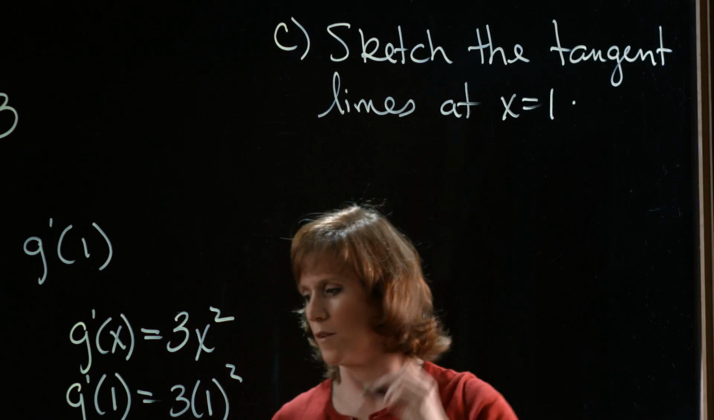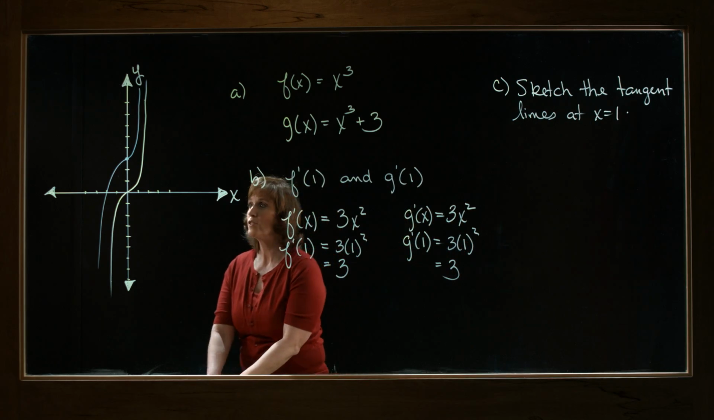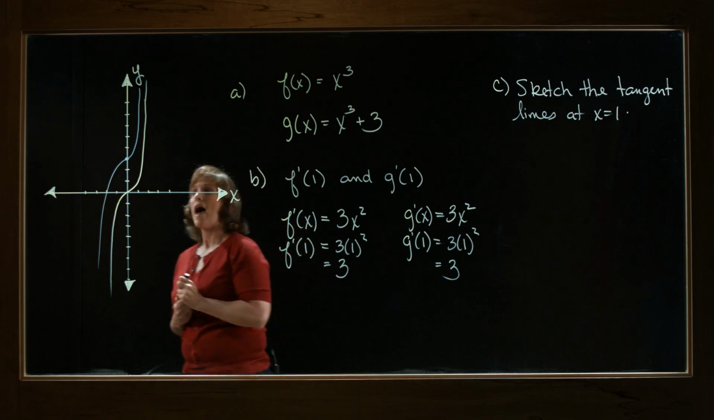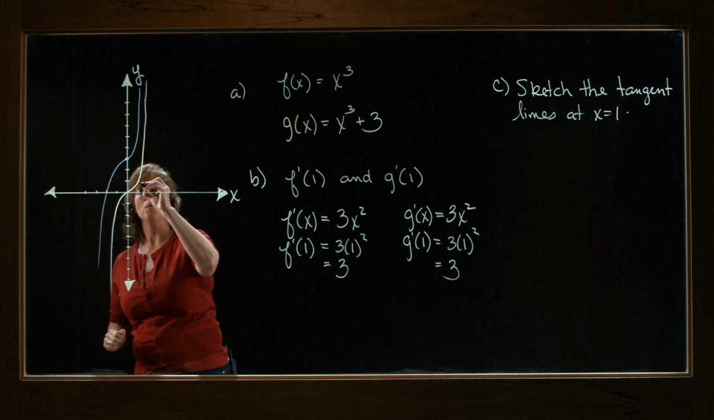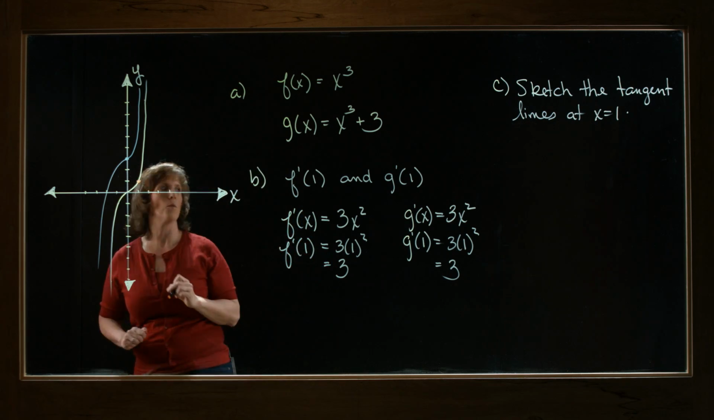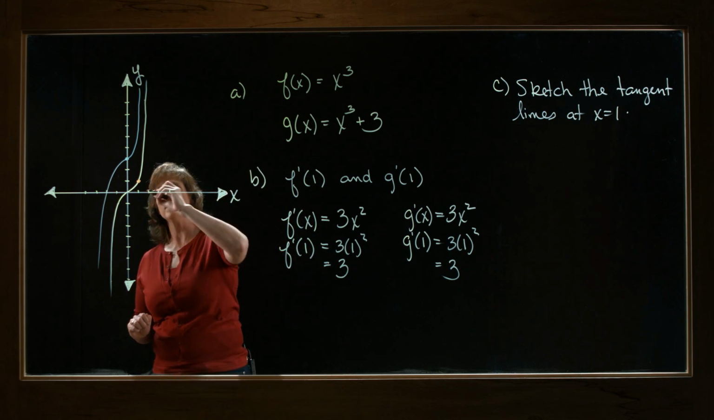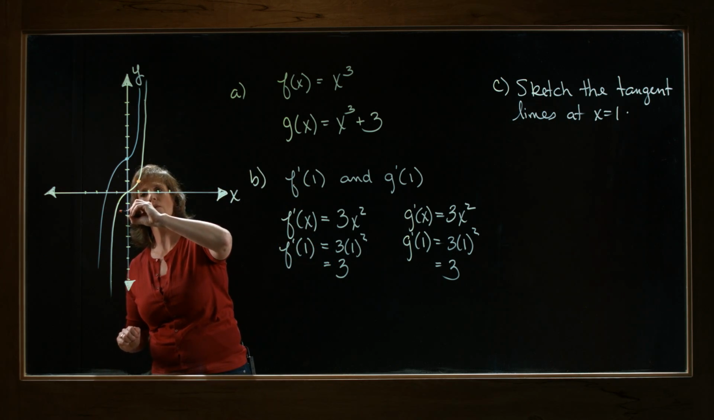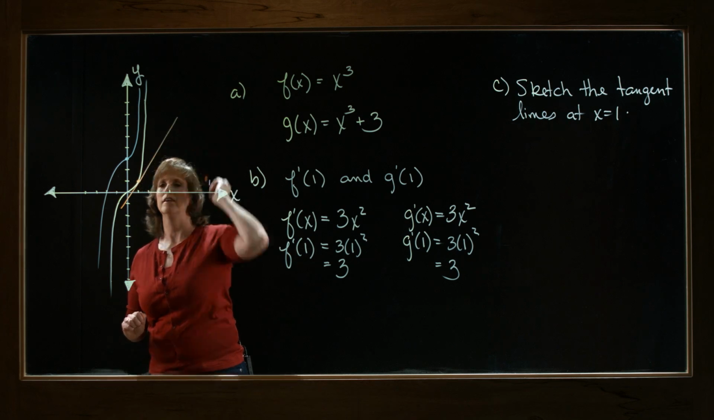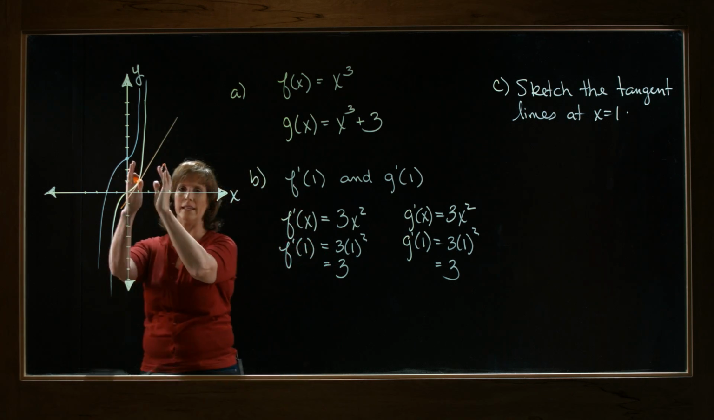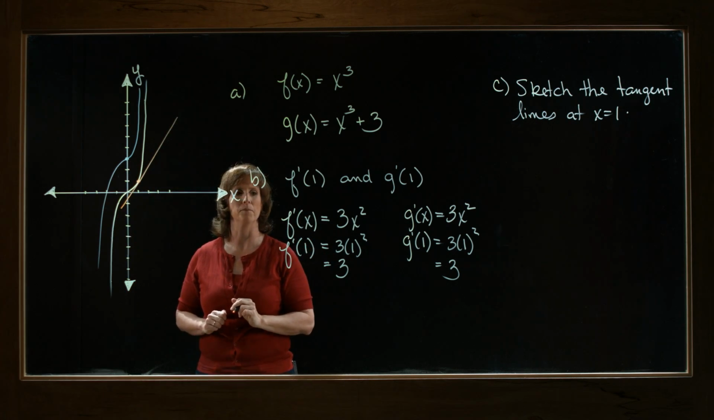When x equals 1 for both of them. At 1, which will be the point 1, 1, I know that my tangent line will have a slope of 3. Well, I know what a tangent line looks like. It's just going to be touching that curve. Again, think of zooming in and looking at what the rate of change will be.